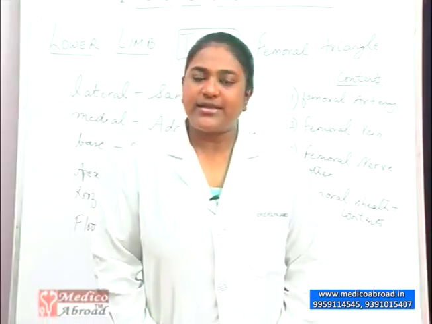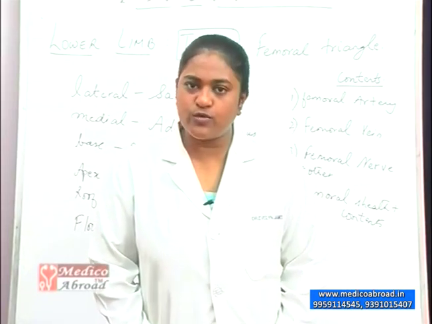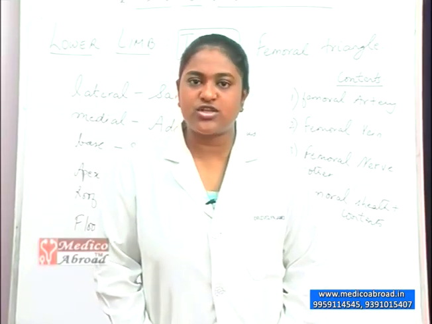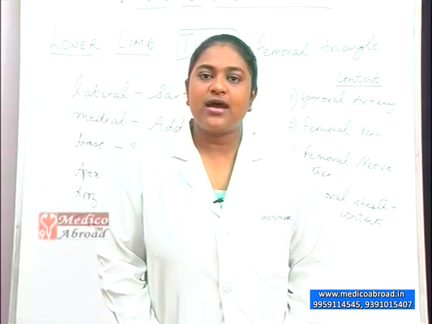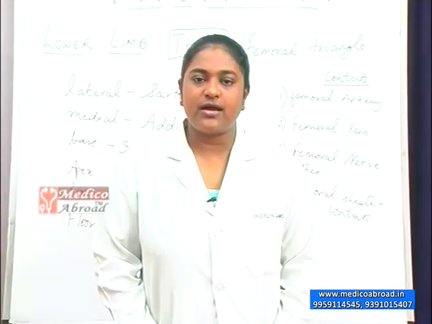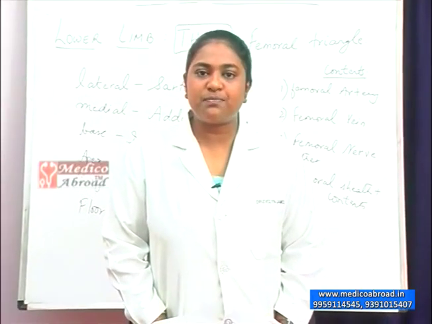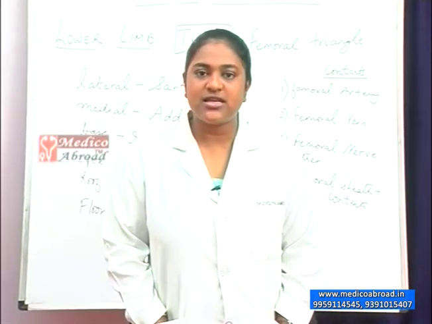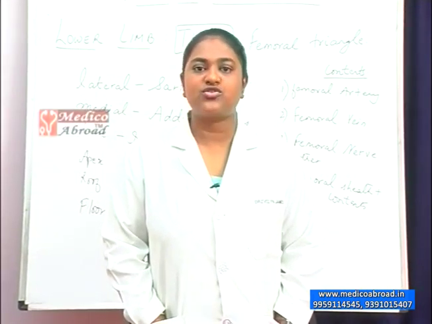So these are the 3 continuations of the fascia lata which divide the thigh into 3 different compartments. When the deep fascia is dissected and removed, we come to the deeper structures of the thigh. Now in front of the thigh, about 3 centimeters below the inguinal ligament, we come across the femoral triangle.